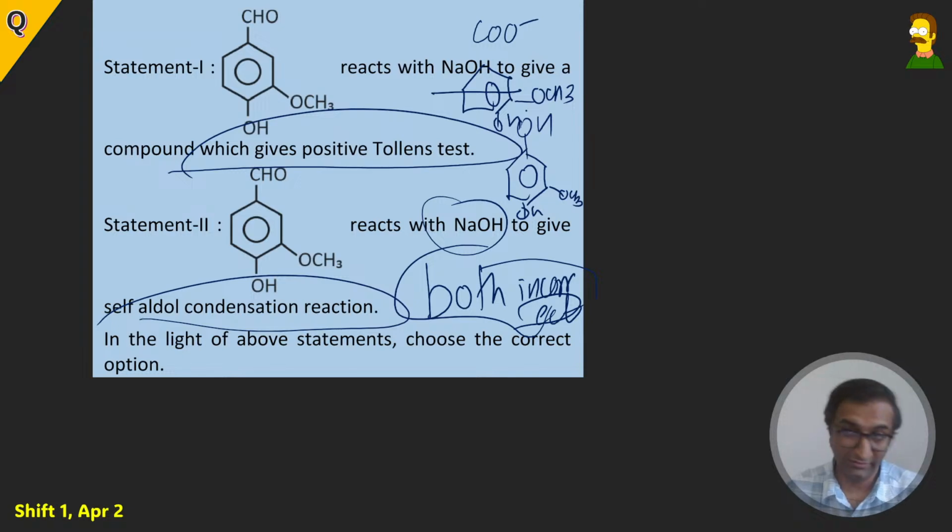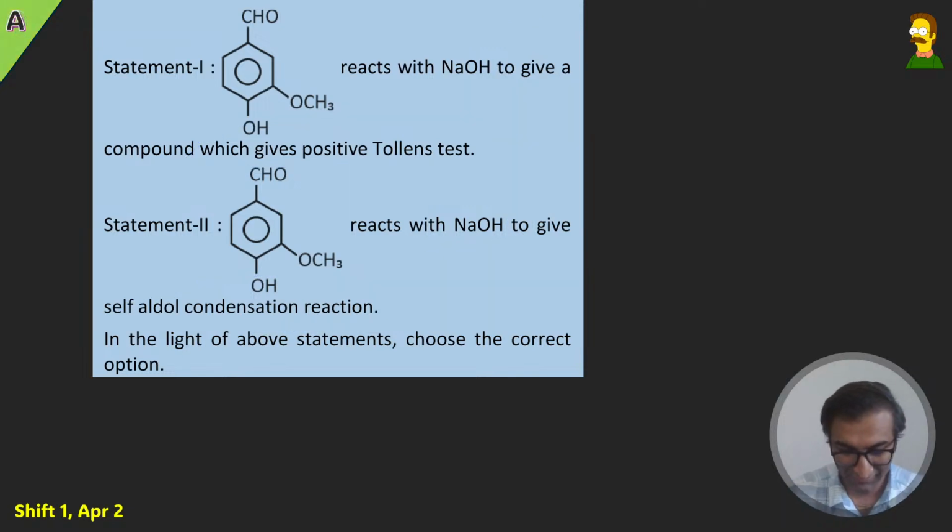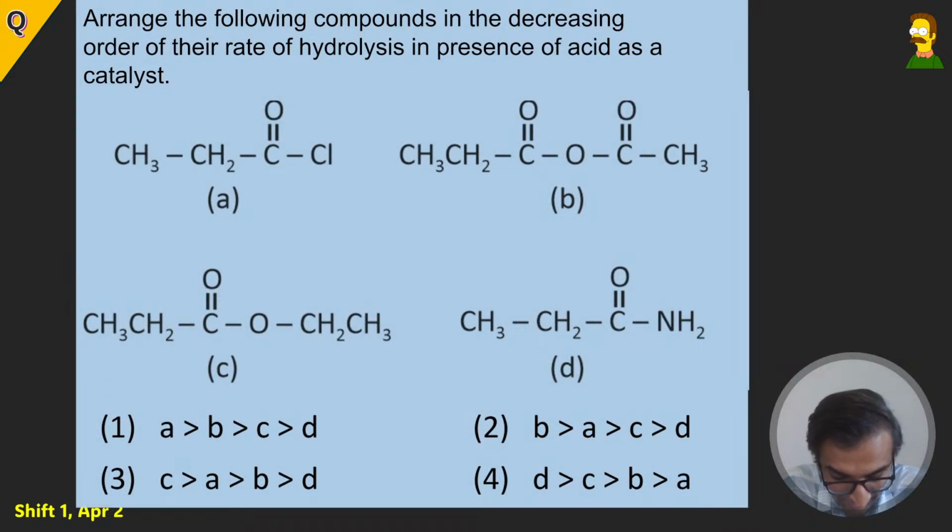Biomolecules could be interesting, could be fun for bio people, but not a lot of fun for folks who don't take bio. Okay, arrange the following compounds in the decreasing order of their rate of hydrolysis in presence of acid as a catalyst. I like this question. Yeah, Tanish, no, this one's doable. ये वाला कर सकते हैं, I feel. This is a fun question to do.